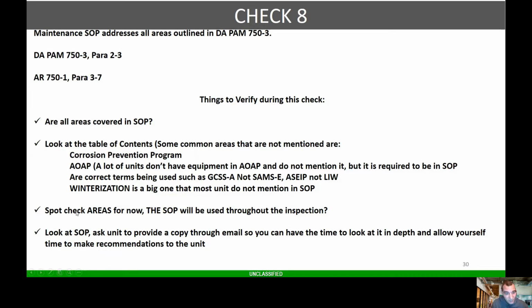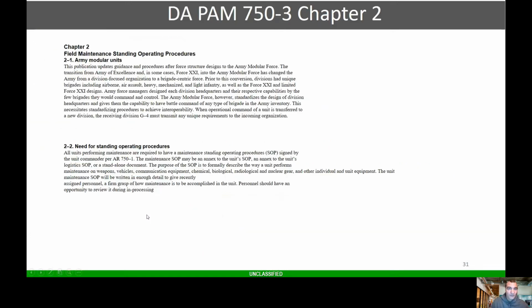All right. So for now, during this part of the inspection, I spot check the areas, right? The SOP we use is for the full inspection, so we're going to keep going back and forth to it. Like I said, look at the SOP, but ask them to provide you a copy of the SOP.